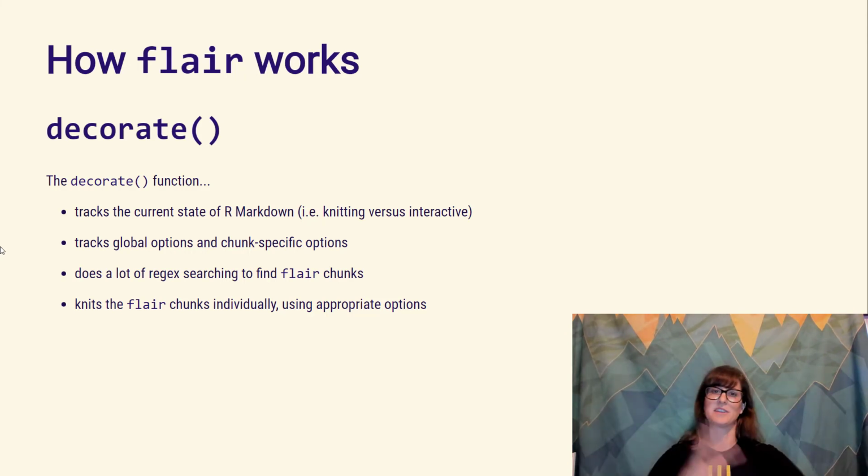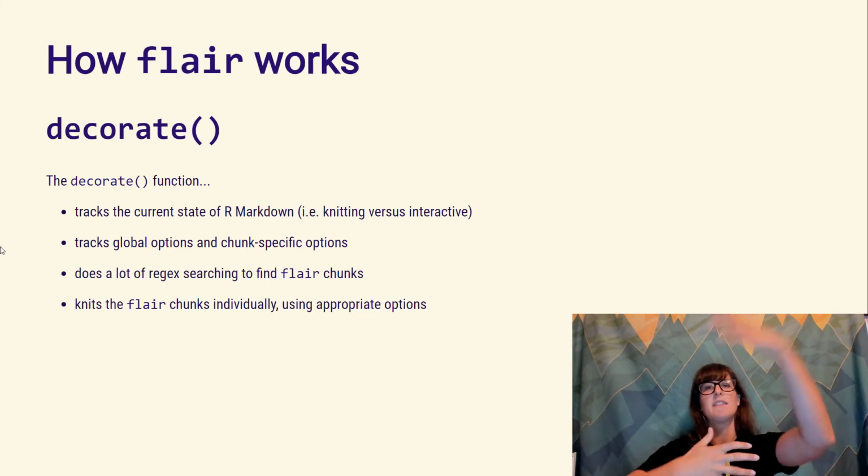So then it does all this regular expression text processing searching. All the point of that is to find the chunks that are being flared, and then each of those flare chunks it's going to knit individually. So it uses that knit child to kind of make a baby document and knit those chunks and get back the results, and then go back to the parent document and see what to do with them.